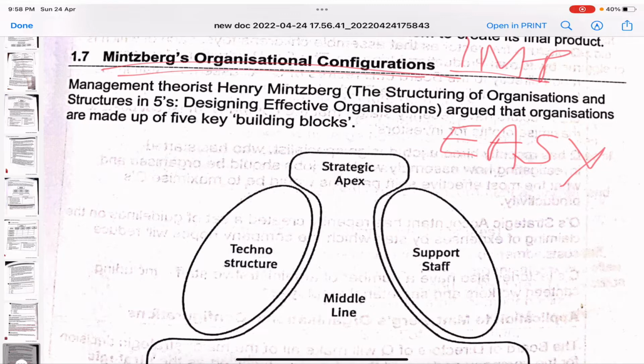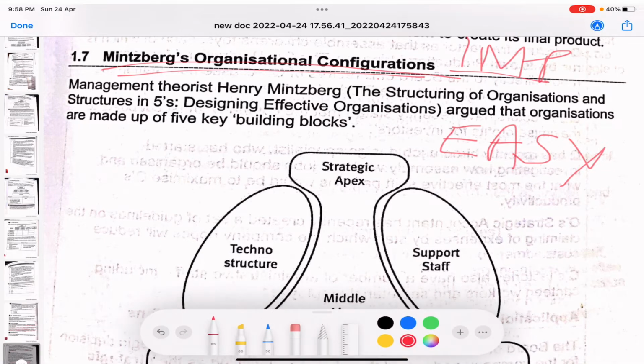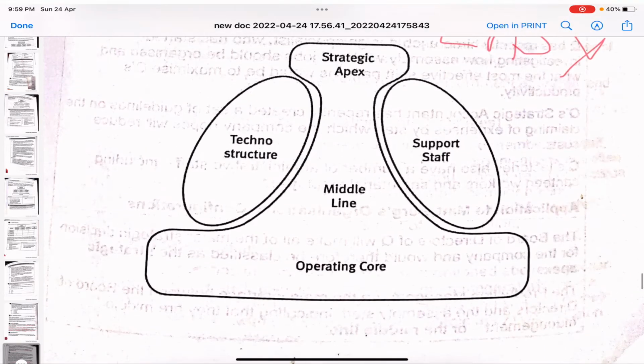So Henry Mintzberg: the structuring of organizations and structures in fives, designing effective organizations. Henry Mintzberg, a management theorist, argued that organizations are made up of five key building blocks. So what did Henry Mintzberg say? Who is he? A management theorist. And what did he say? He said that organizations are made of five key building blocks. What are the five key building blocks?